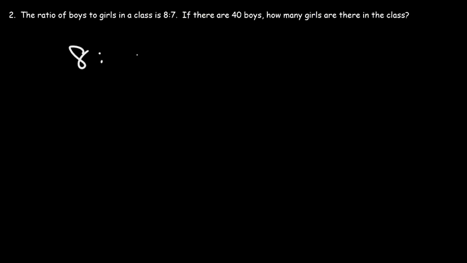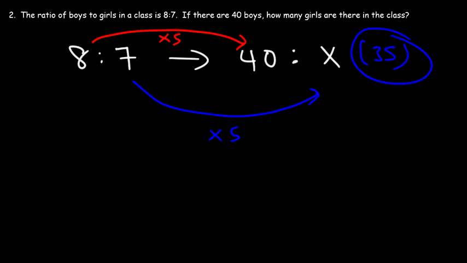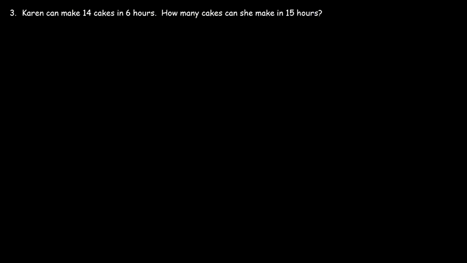So let's say we have the ratio 8 to 7, and we want to expand it to 40 to some unknown number. To go from 8 to 40, we need to multiply by 5. So therefore, to keep the ratio the same, we need to multiply 7 by 5, which will give us 35. And that's a quick way to get the answer mentally, if you see it that way.